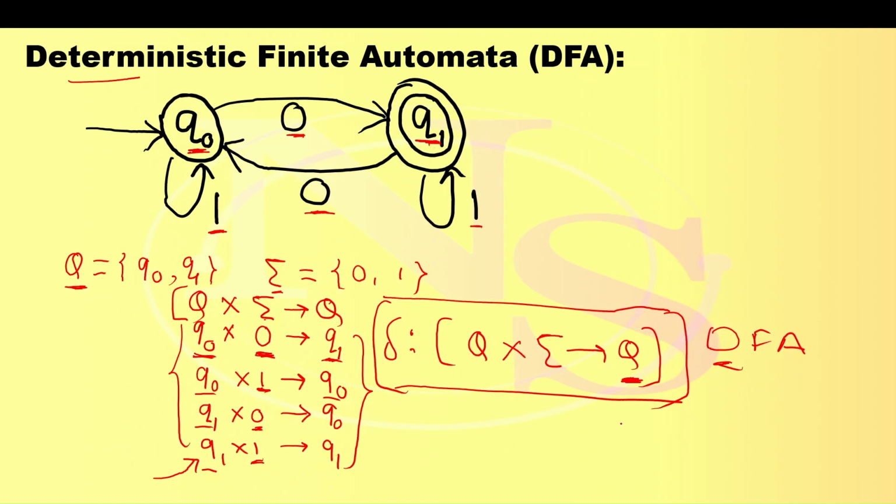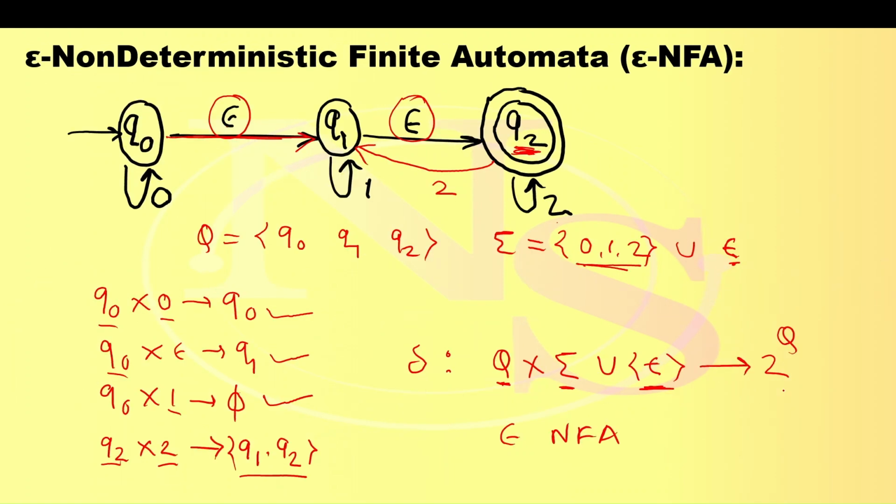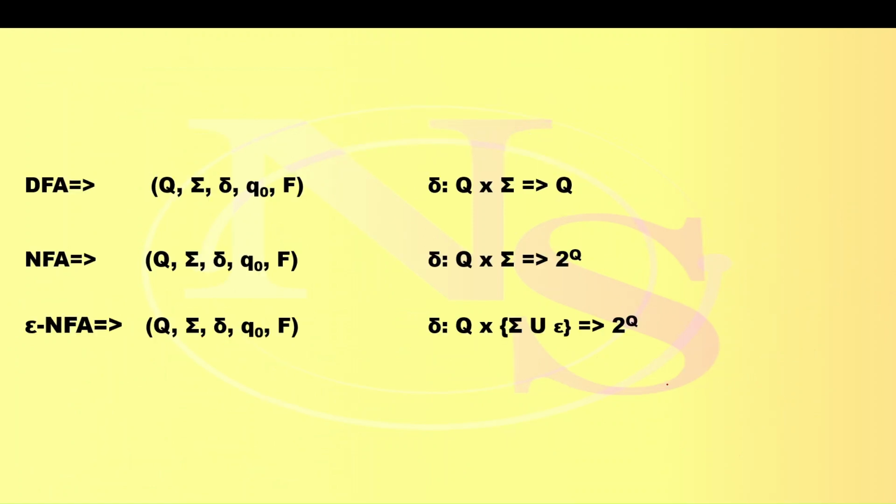So this is the DFA transition function. This is the NFA transition function where the change is 2 raised to k, and this is epsilon NFA where the change is epsilon here as a part of the input set. Let me revise this here. So our finite automata, or I can say finite state machine, is a five-tuple: set of states, set of input symbols, starting state, final states. The only change is in the transition function delta in all three definitions.